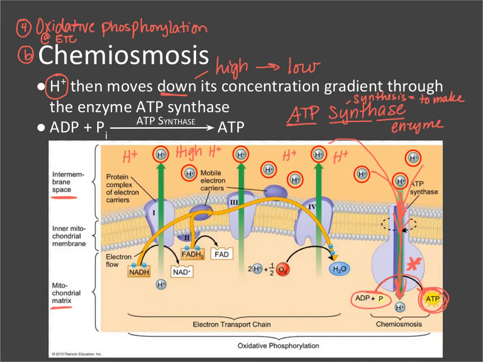So to summarize oxidative phosphorylation, we have electrons that go through the electron transport chain, which ultimately combine with oxygen to form water. As the electrons are getting passed through the electron transport chain, hydrogen ions are getting pumped from the matrix of the mitochondria into the inner membrane space. And this sets up a concentration gradient for hydrogen ions.